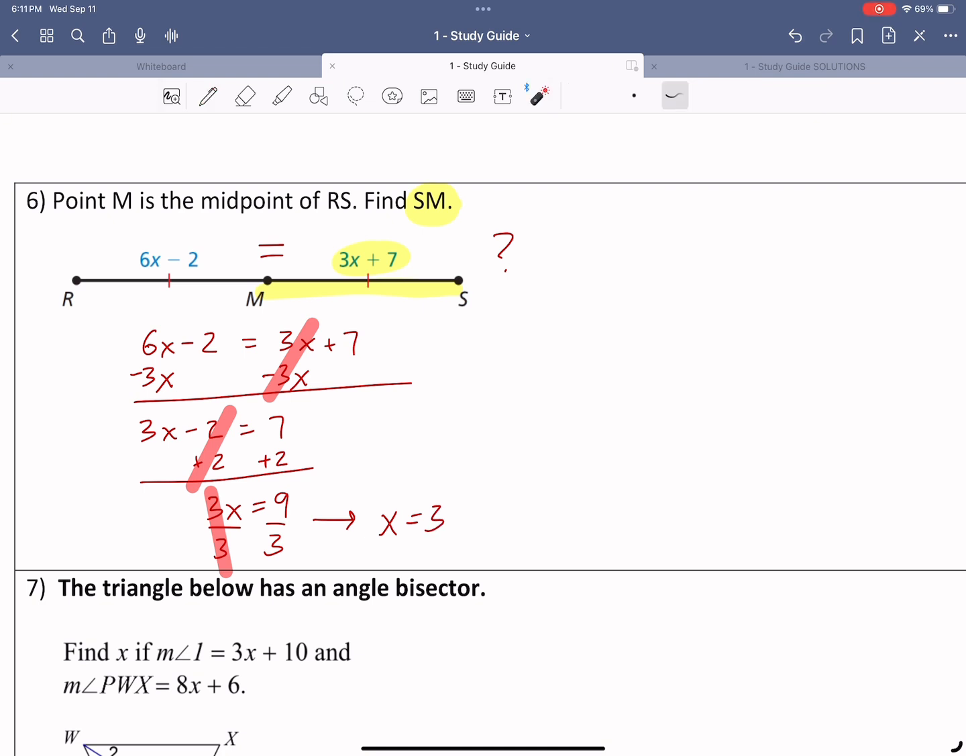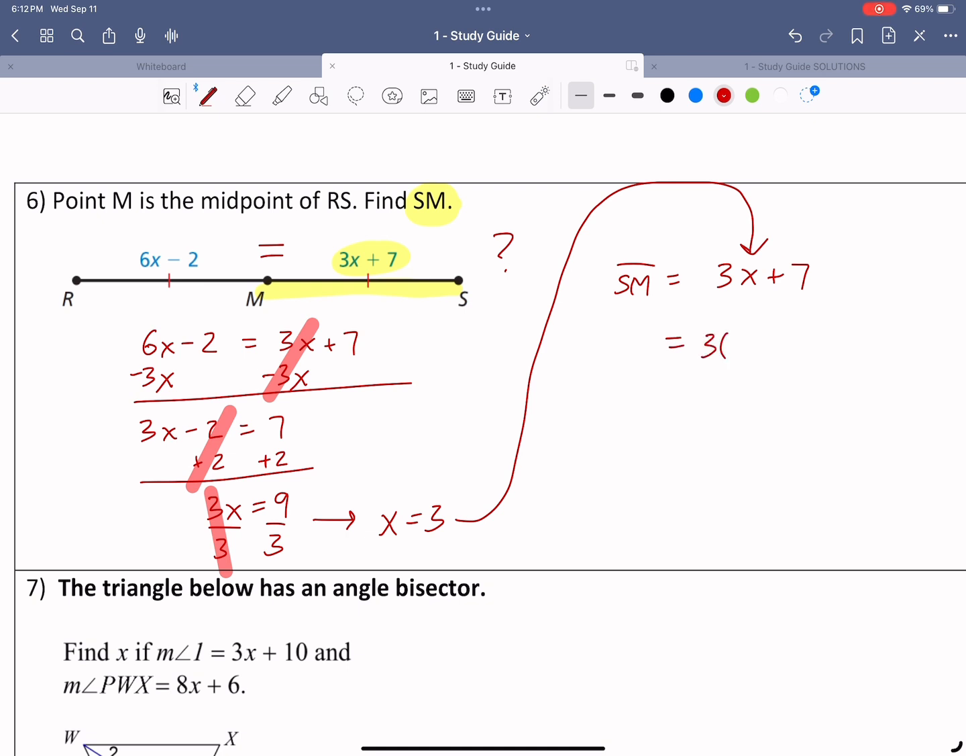Okay. Question, students. Is this your answer? No. We're trying to find SM. We have to plug it back in. Okay. So whatever SM is, and remember, the expression is going to be 3x plus 7. Let's plug it back in. And so that is going to give us 3 times 3. That gives us 9 plus 7. That should give you a total of 16. And so that is your answer.